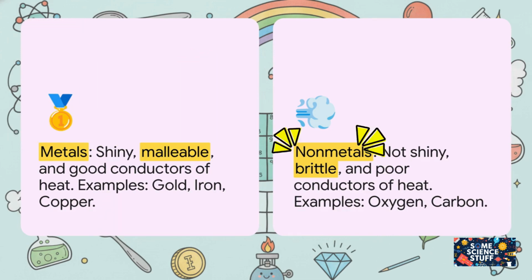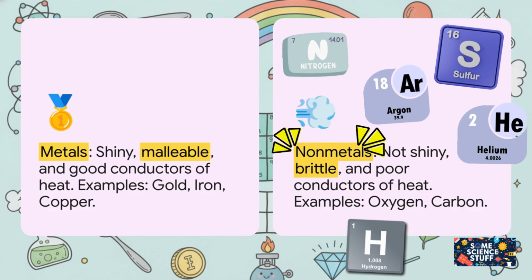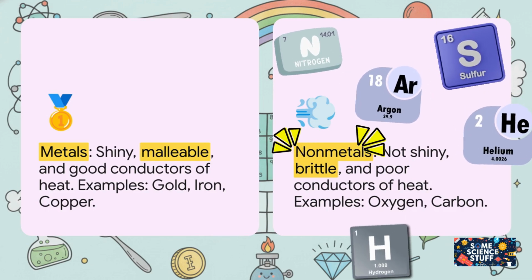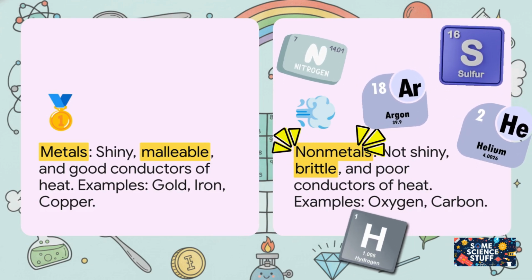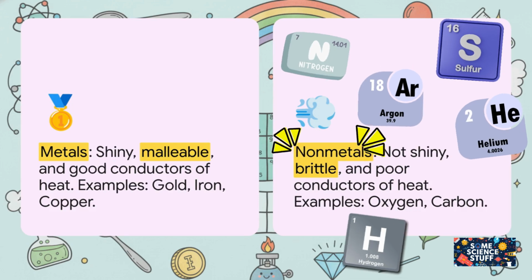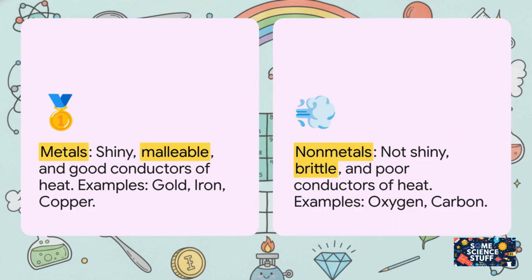You know, like a copper wire or an iron pan. Then, way over on the right side, we find the non-metals, and they're pretty much the opposite. They're often dull, can break easily, and they're not good conductors at all. Think about the oxygen we breathe or the carbon in your pencil.